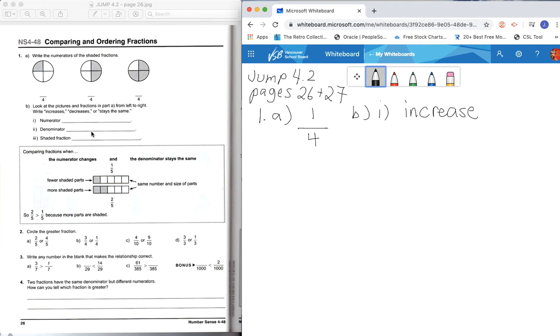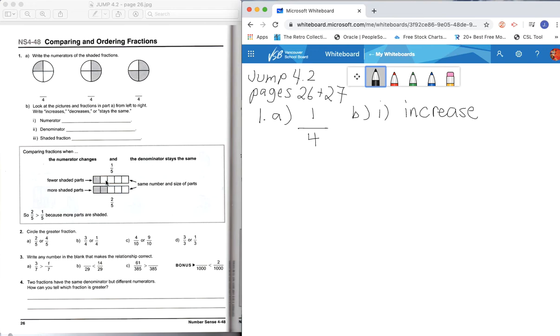You tell me. Okay? Then the shaded fraction. So looking at the shaded part, there's 1 part, 2 parts, 3 parts. Is it increasing, decreasing, or staying the same? Again, you do it on your own, you tell me. All right, let's look at the middle box. Comparing fractions when the numerator changes and the denominator stays the same.